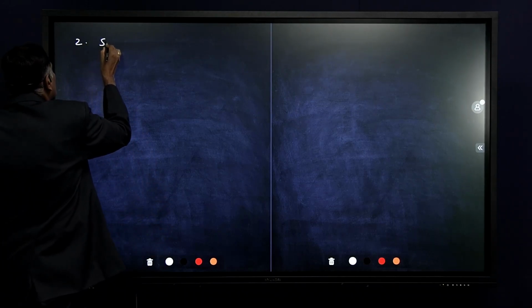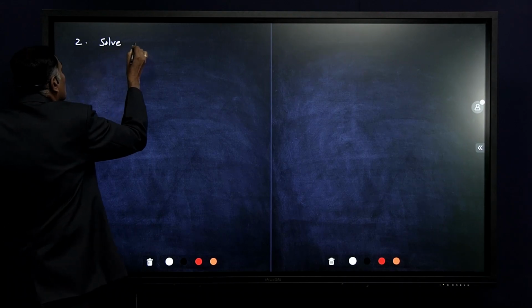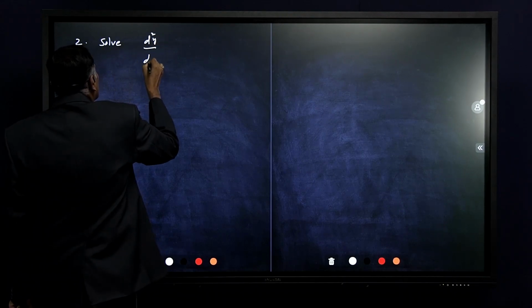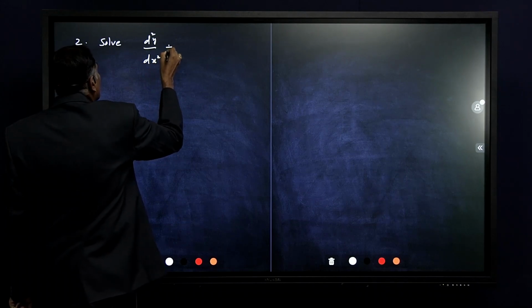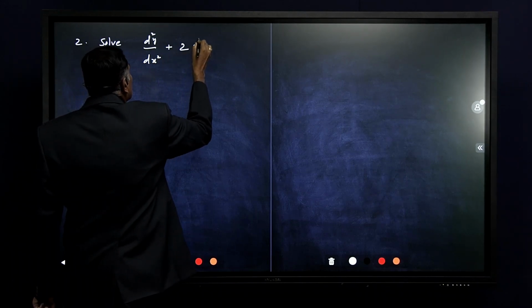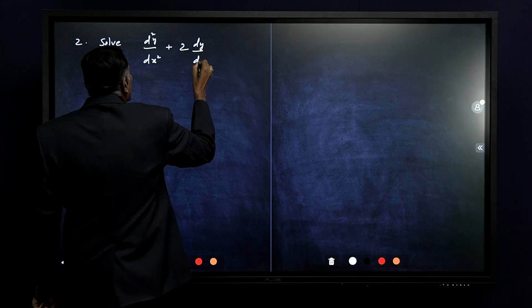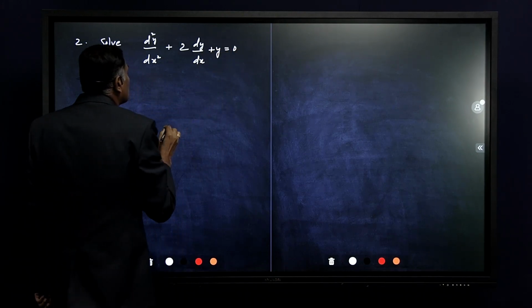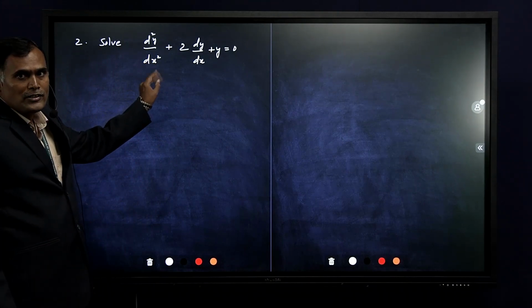Solve d square y by dx square plus 2 into dy by dx plus y equals to 0. Now this is the given differential equation.